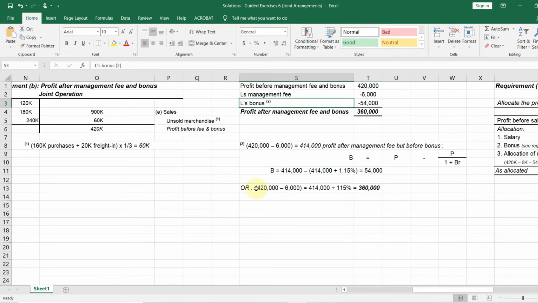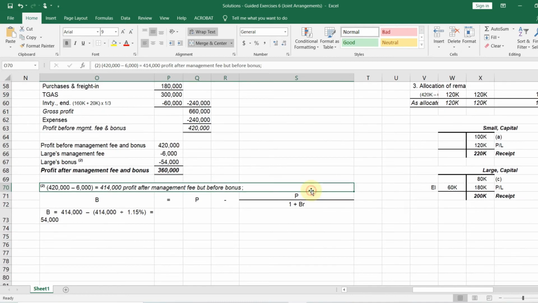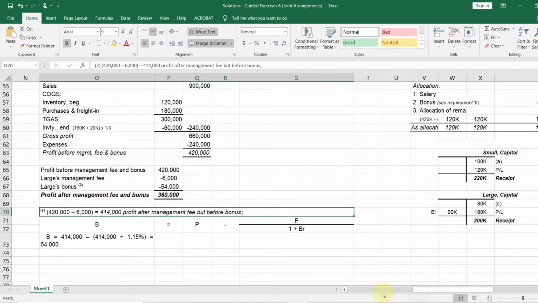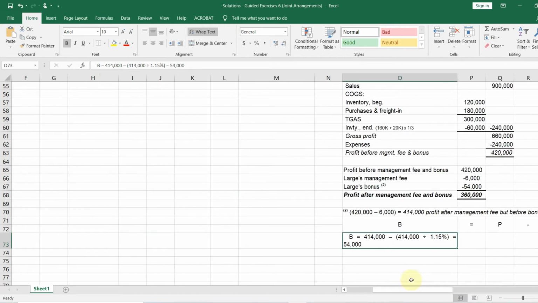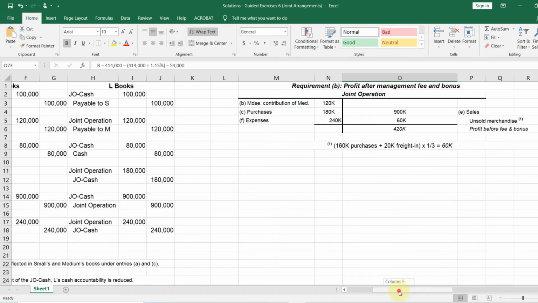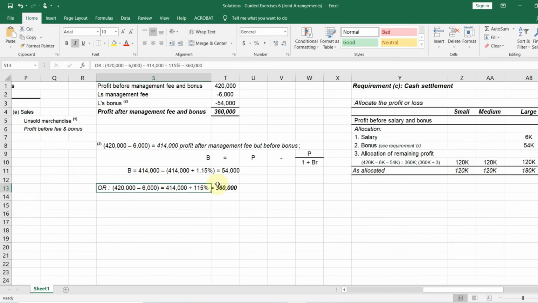You can also get the bottom figure directly. How? The 420,000 profit before management fee, less the management fee, so you have 414,000. Now, the bonus is still inside it, so remove it by dividing it by 1.15. So that gives you 360. You can just do it that way, as a shortcut. Or if you get confused, you can do it this other way.